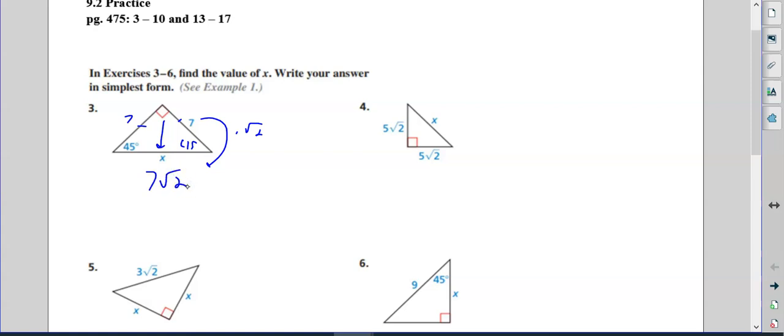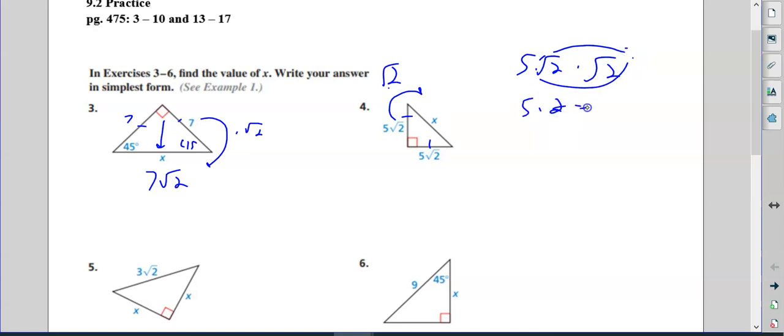Okay? When you see on this number 4 that these are the same, you know you have a 45, 45, 90. So all we're going to do is, again, multiply by radical 2. So 5 radical 2 times radical 2. Remember what happens here. A radical times itself just becomes that number. So 5 times 2 is 10. So this is 10 right here.